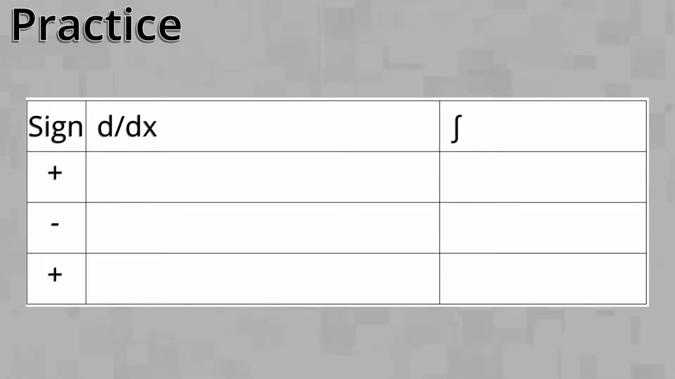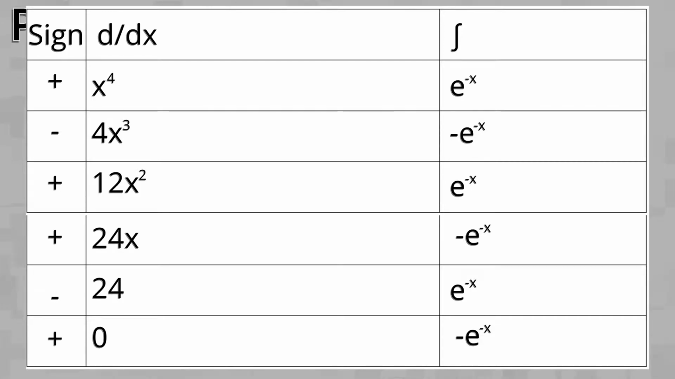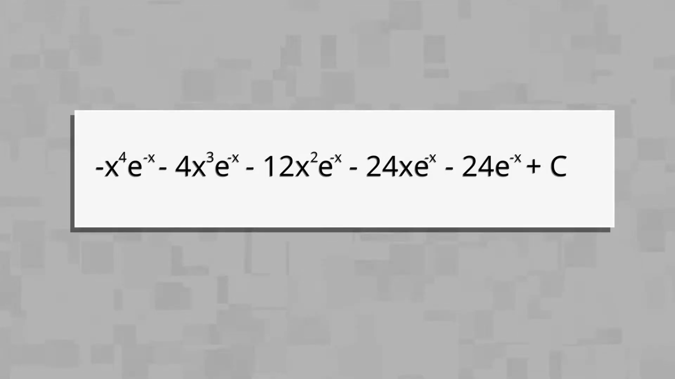Before we move on, let's try one more. This time we'll integrate x to the fourth times e to the negative x dx. While this integration might seem more complicated, it actually follows the same process. For d over dx we'll use x to the fourth, and for the integration we'll use e to the negative x. We then plug those numbers into the table until x to the fourth becomes 0, and then just follow the same process as before to get the answer of negative x to the fourth times e to the negative x minus 4x to the third times e to the negative x minus 12x squared times e to the negative x minus 24x e to the negative x minus 24e to the negative x plus c.